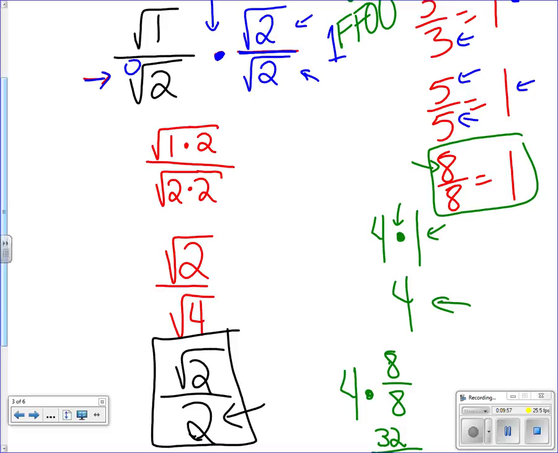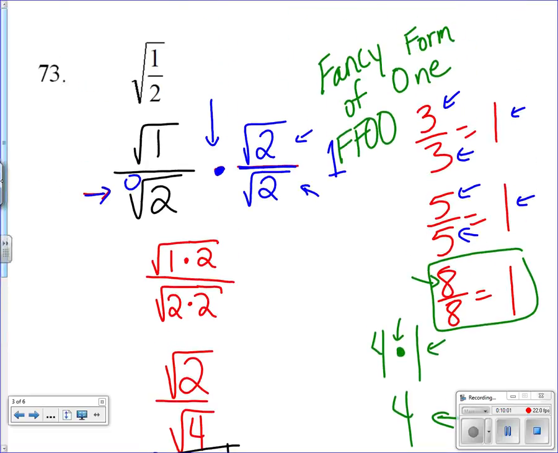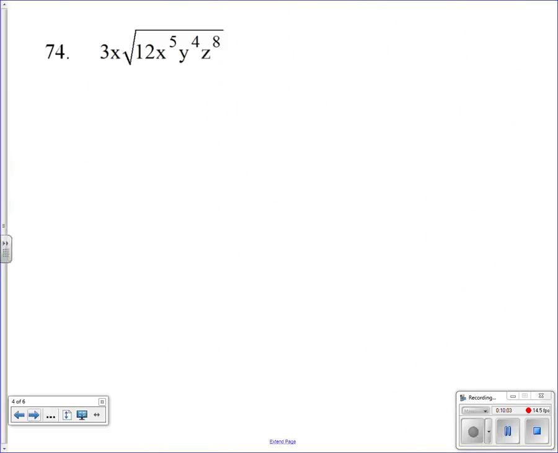problem 73. Shifting gears now to 74. This one looks pretty intimidating, but it's actually not crazy terrible. So just don't let it concern you too much, because it's actually not too bad when you start breaking it down. So we have our 3x out in front. He's not changing at all right now. Now the square root, there's a lot of stuff in there. So let's actually take things piece by piece.